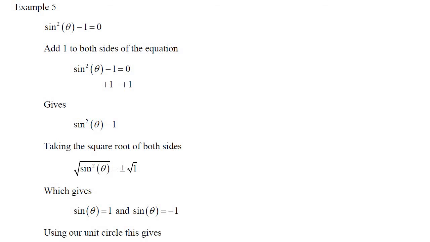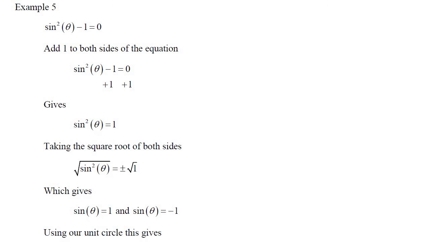Well, to get rid of the exponent of 2, I'm going to take the square root of both sides. And notice this side that has the number, when I take the square root, I need positive and negative. So this is going to end up giving me two solutions. Sine of theta is equal to 1, and sine of theta is equal to negative 1.